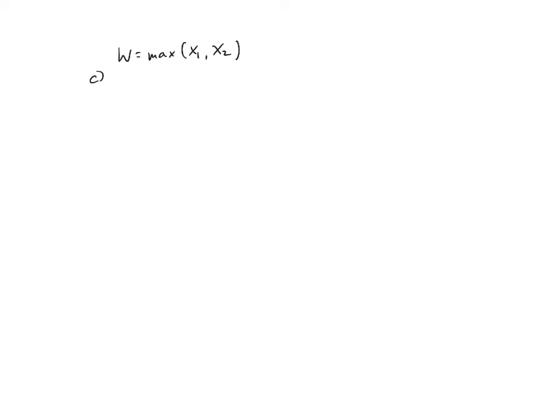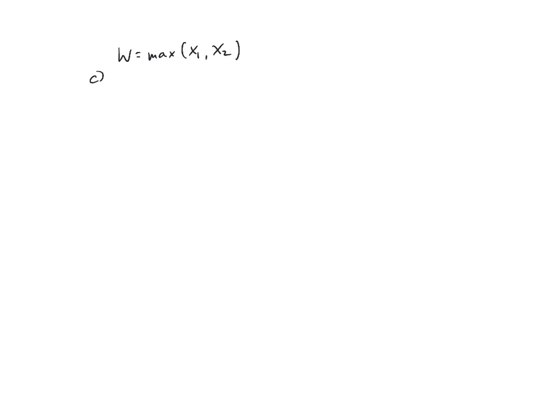So in this problem, we have W is the max of x1 and x2. That means if you do the experiment and you generate x1 is 33 and x2 is 87, then the maximum of 33 and 87 is 87, right?